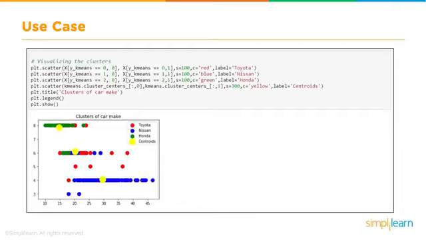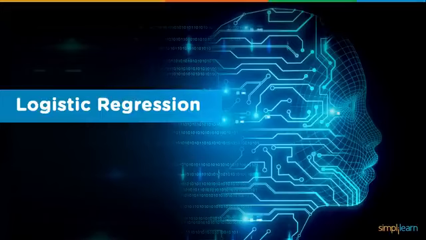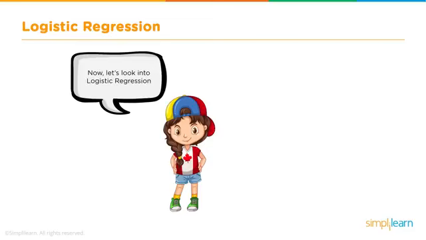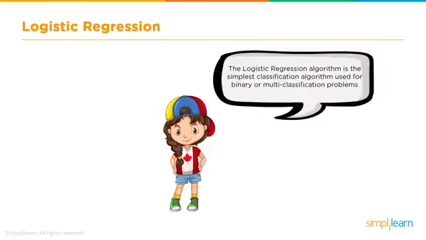So now that you've seen how to use k-means for clustering, let's move on to the next topic. Now let's look into logistic regression. The logistic regression algorithm is the simplest classification algorithm used for binary or multi-classification problems.